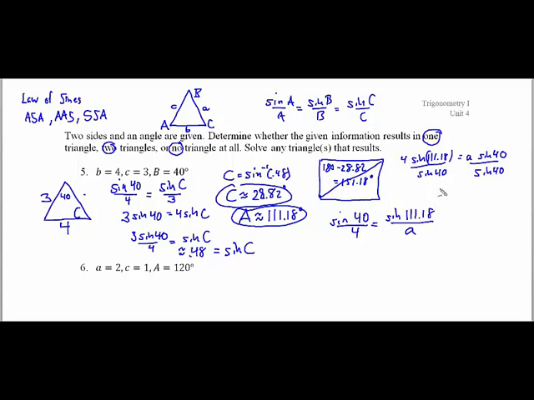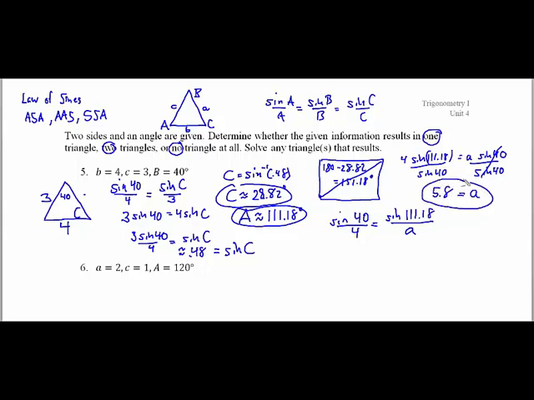This is just using the cross multiplication or means and extremes property to get done what I want to get done. So my A, or this side length, is going to be 4 times sine of 111.18 degrees divided by sine of 40. And if I do that, my A is approximately 5.8.